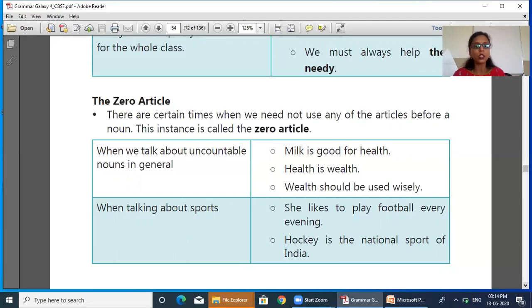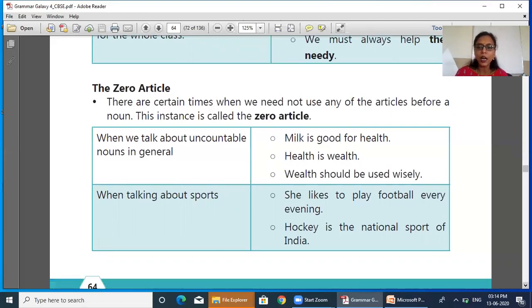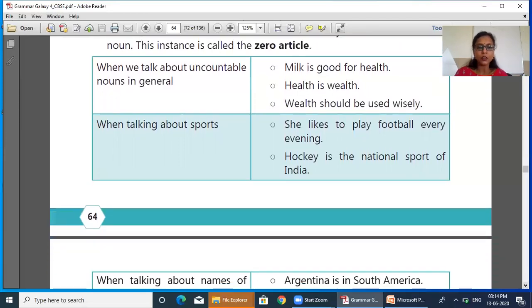Next rule, when we talk about sports, we should not use any article, like cricket, volleyball, football. Don't use any article before them. She likes to play football every evening. Don't say a football, the football. Hockey is the national sport of India. Can we count hockey? Or can we say a hockey? No. In particular also we cannot say the hockey. So don't use any article before it. Understood?